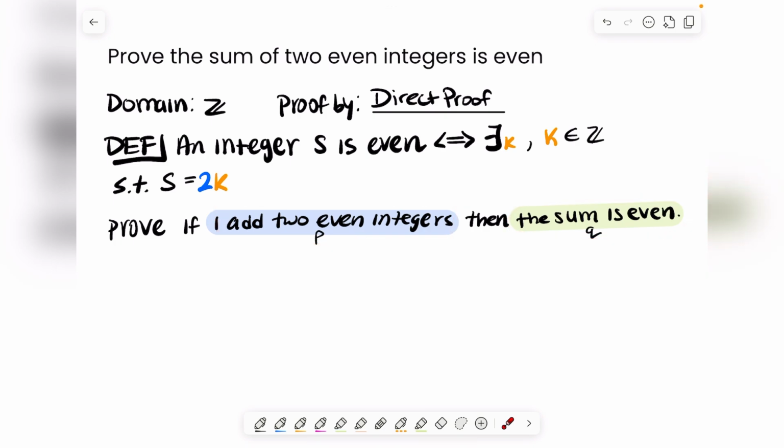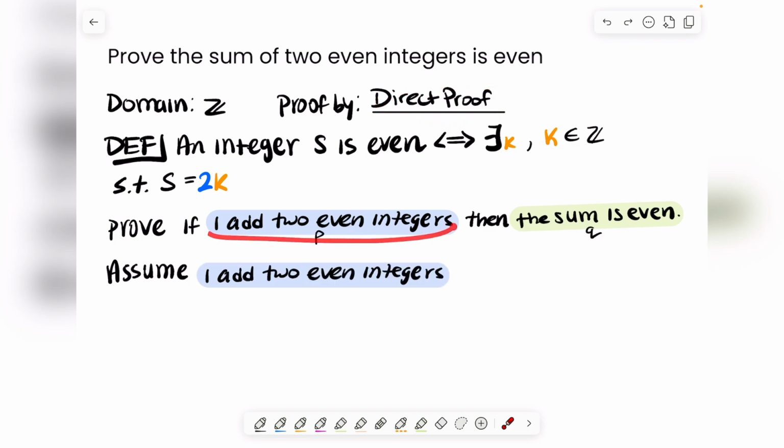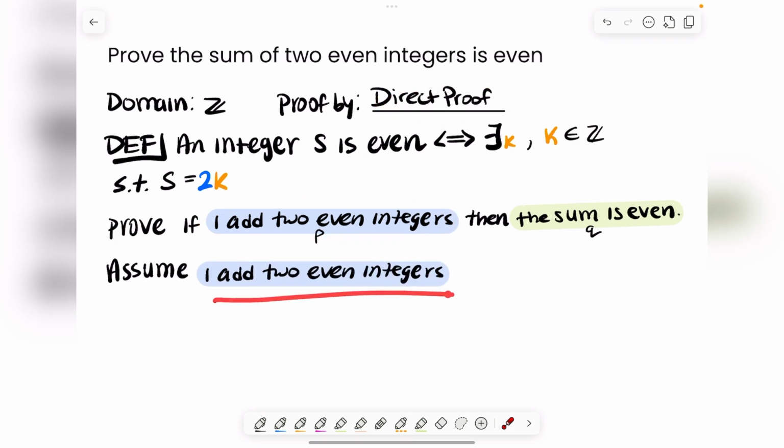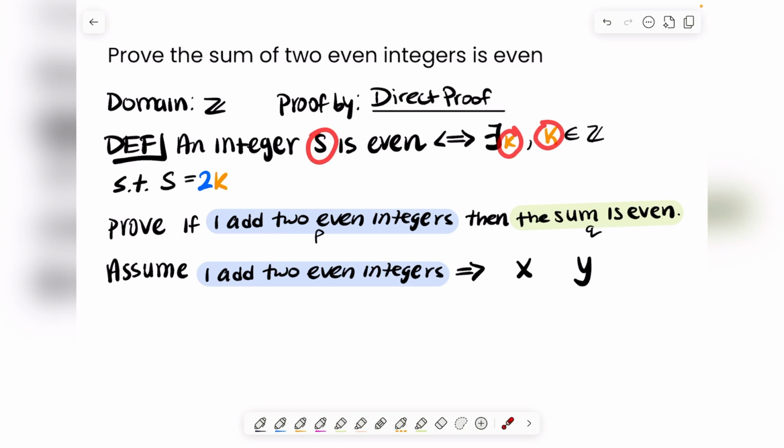So let's get started again with a direct proof. We start by assuming that P is true, but what's P? It's I add two even integers. So what does this imply? Well, it first implies that we have two integers. So let's give those integers names. Maybe I'll call one integer x and another one y. My tip to you is to not use any of the variables that you have in your definitions so you don't get confused. And we are assuming that we are adding these two integers, x and y. So this implies that we are literally adding x and y.